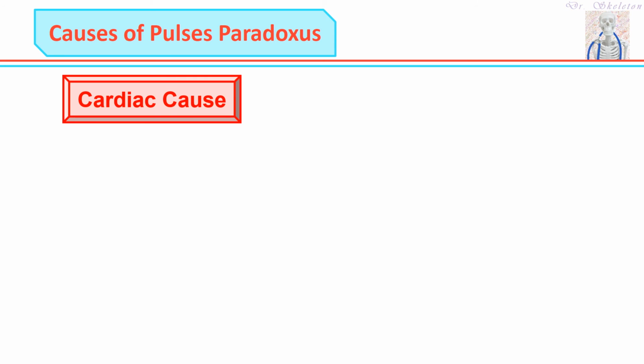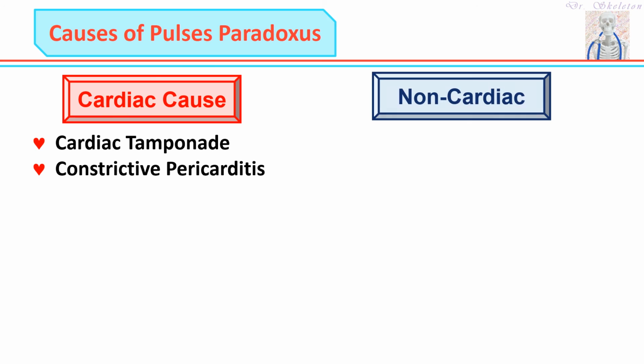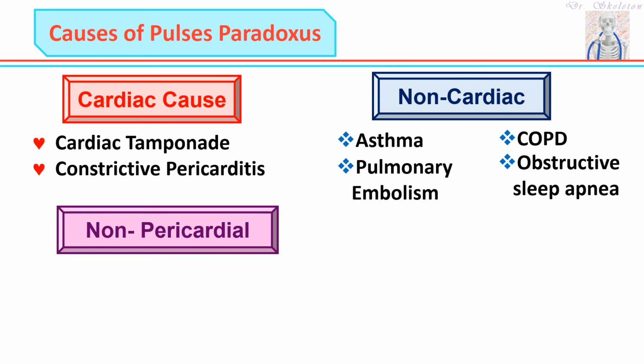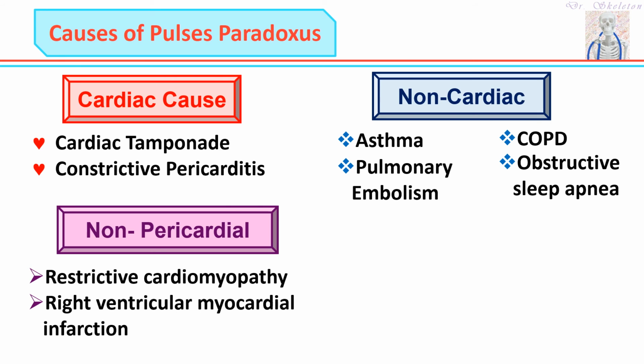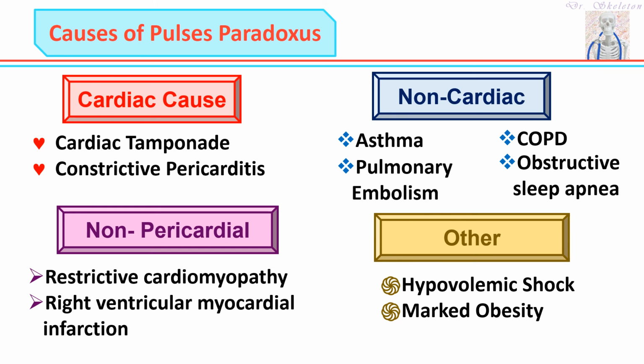We have cardiac causes like cardiac tamponade and constrictive pericarditis. We have non-cardiac causes like asthma, COPD, pulmonary embolism, and even obstructive sleep apnea. We have non-pericardial causes like restrictive cardiomyopathy, like right ventricular myocardial infarction. We have other causes like hypovolemic shock and even marked obesity.